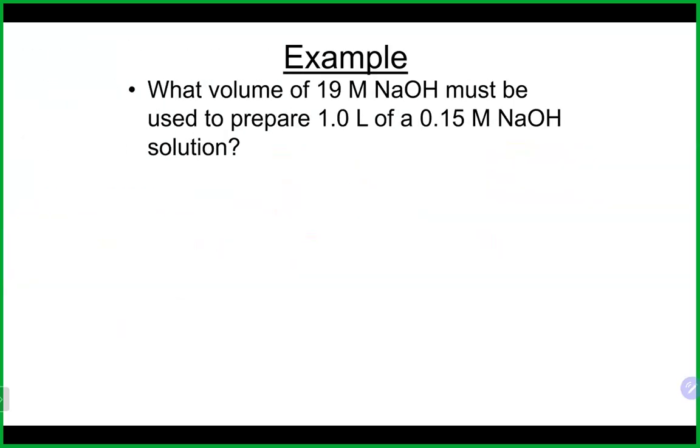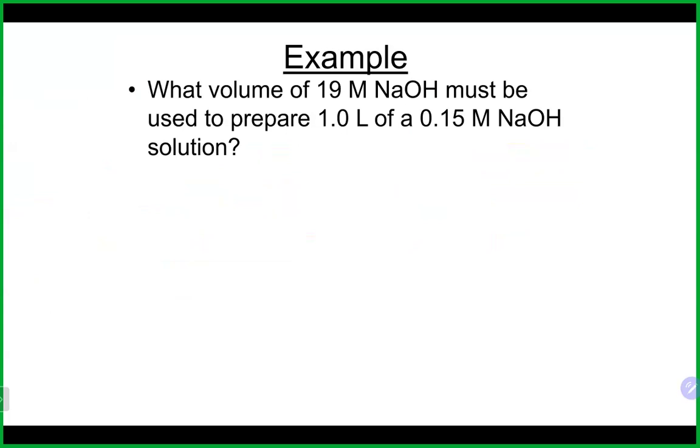So let's take a look at an example here. Let's say we had 19 molar sodium hydroxide. We want to know what volume of it is needed to prepare 1 liter of a 0.15 molar sodium hydroxide solution. So let's take a look at this one together.